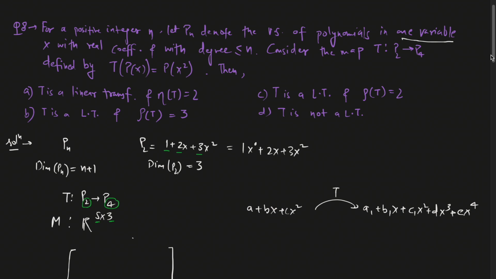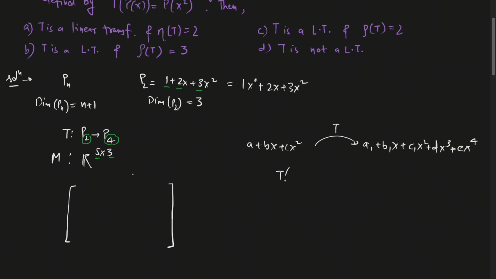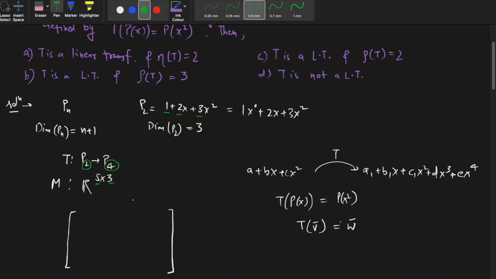This is the map. T is defined as T of P of X equal to P of X square. If this notation is confusing, we know that T is a transformation. It transforms a vector V, which is lying in the input vector space, to a vector W, which is lying in the output vector space, right? So this vector is in the input vector space. This vector is in the output vector space.